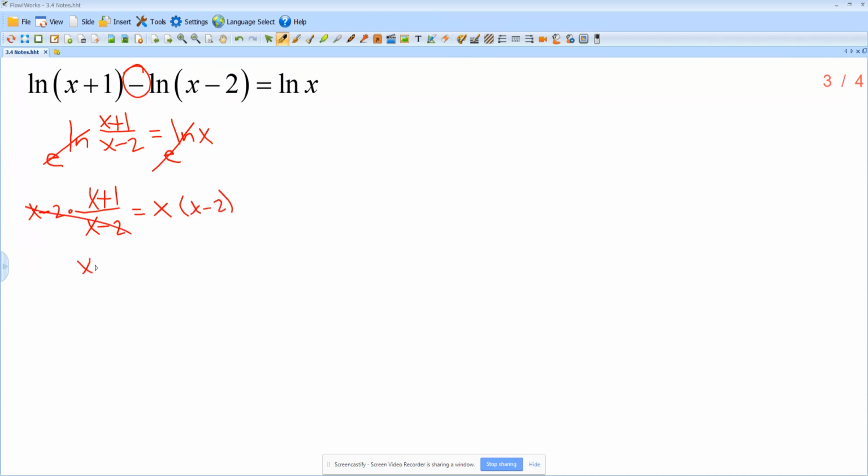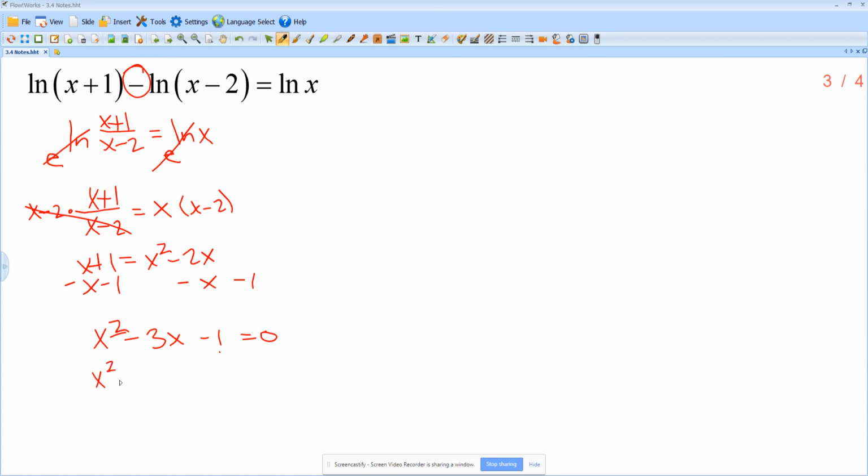That cancels. I'm left with x plus 1 equals x squared minus 2x. I'm going to bring these over. So I get x squared minus 3x minus 1 equals 0. You know that there are two solutions to this. So it's not factorable, which means I'm going to have to complete the square.